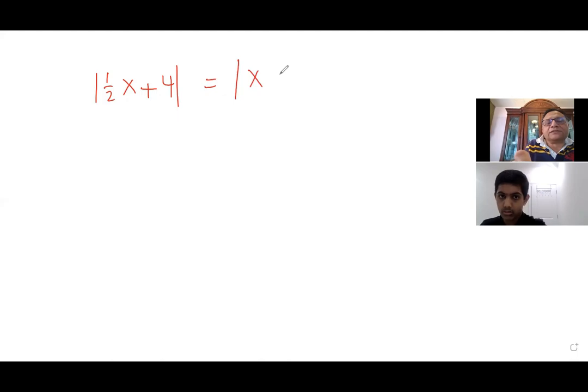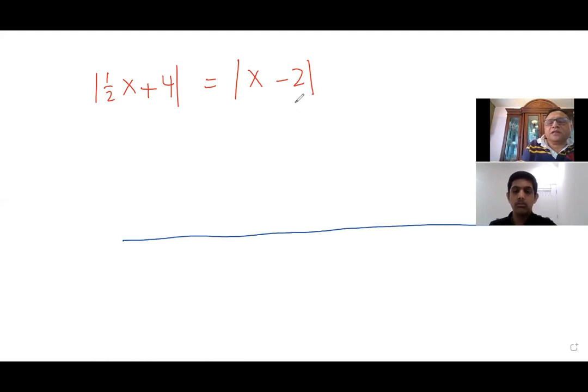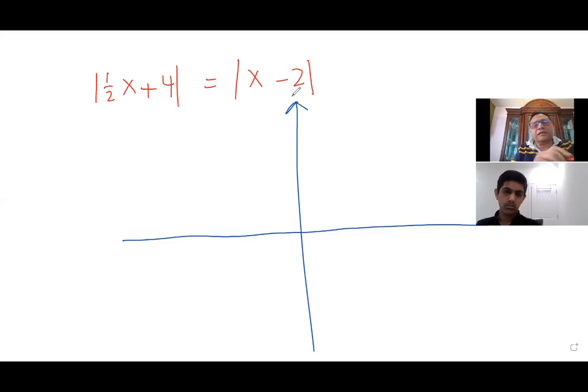Let me now this time take half of x plus 4 equals 2. Let me keep this as x minus 2. Is it okay? Now, let us visualize by sketching these two functions. It becomes easier. So when I say x minus 2, it really means the absolute function has moved to the second unit, right? And it is kind of like this.